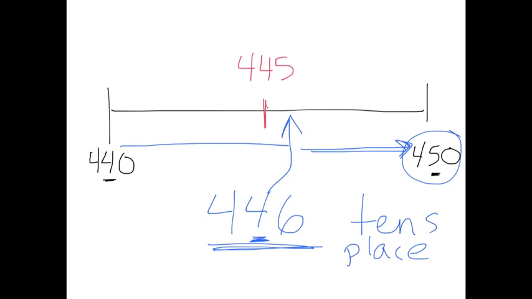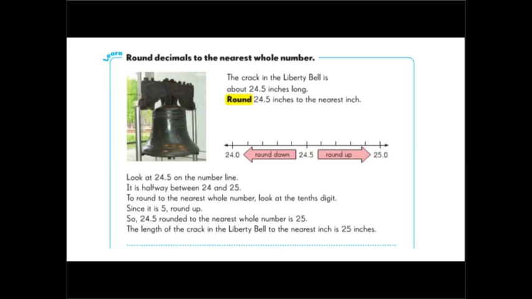With decimals, in the previous examples, we rounded to the hundreds place or the tens place. Here, I want you to notice that we're still rounding to the nearest place, but now we're going to start rounding to the nearest ones place, the nearest whole number. On the number line, you can see that we have 24 and 25. Those are one step up from whole numbers. This is one whole number. The next whole number is 25.